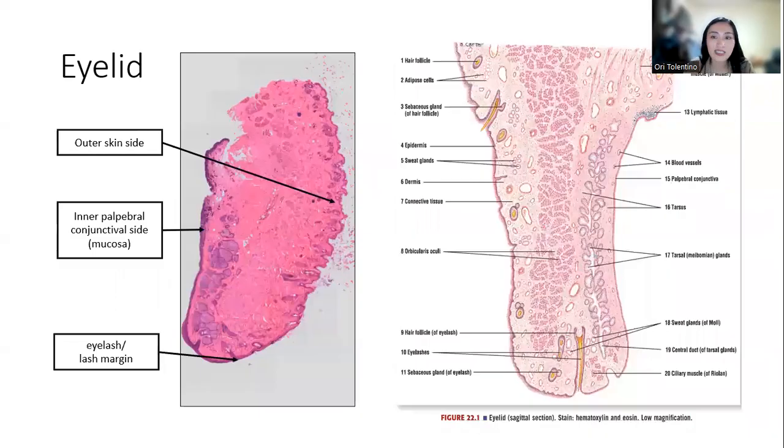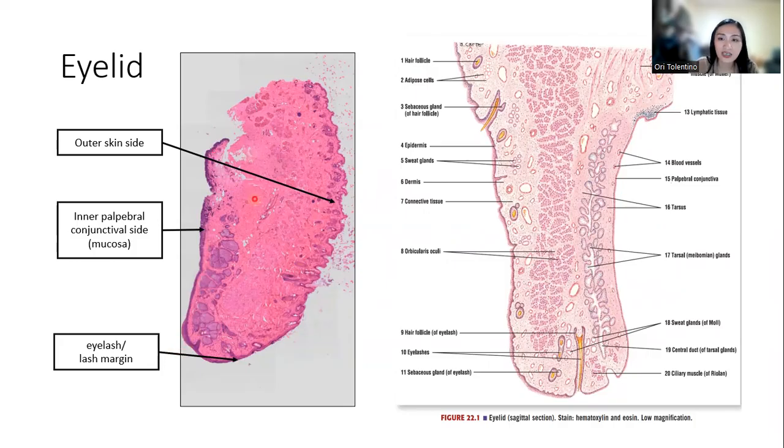So to orient us, a diagram of the eyelid is lifted from the book on the right, and the actual slide we have in the lab is on the left. The skin side is the outer side. You know that it is the skin because it has hair follicles, sebaceous and sweat glands. The conjunctival side is on the opposite side.